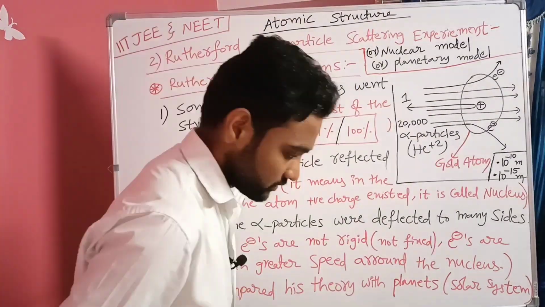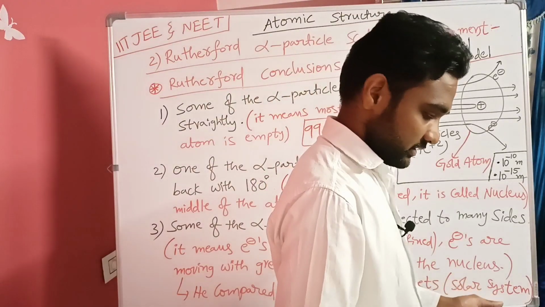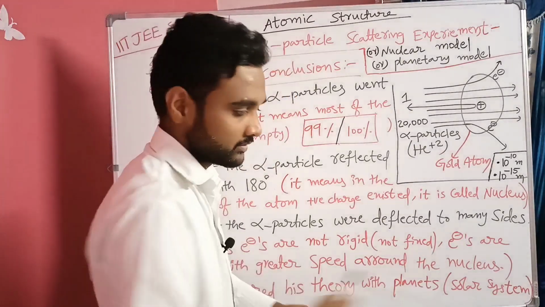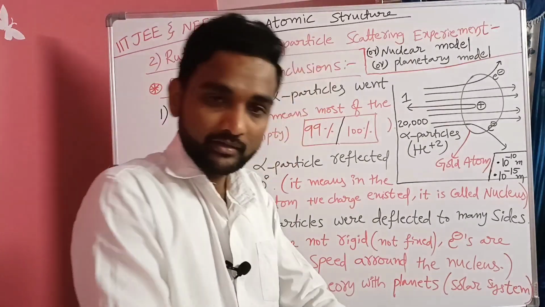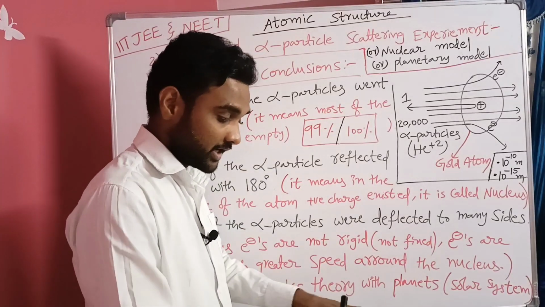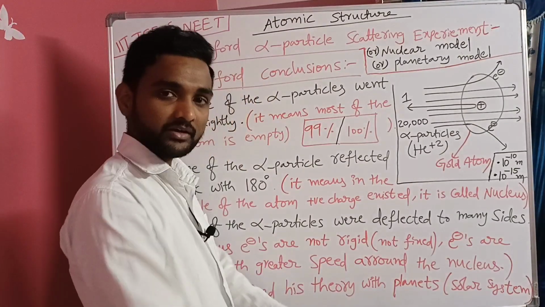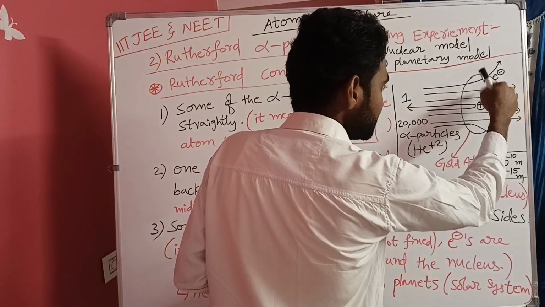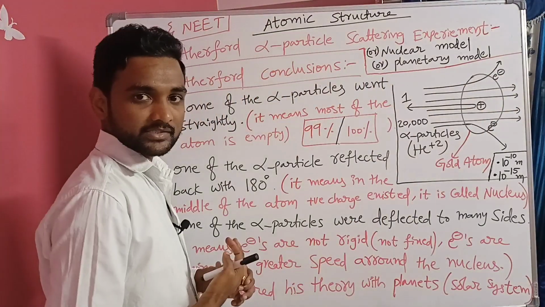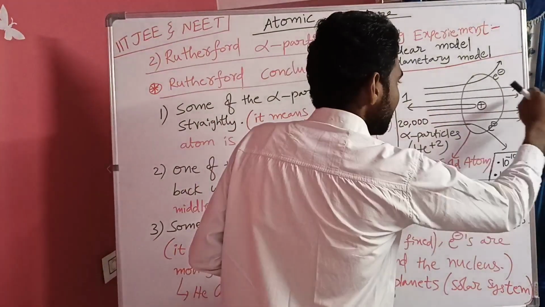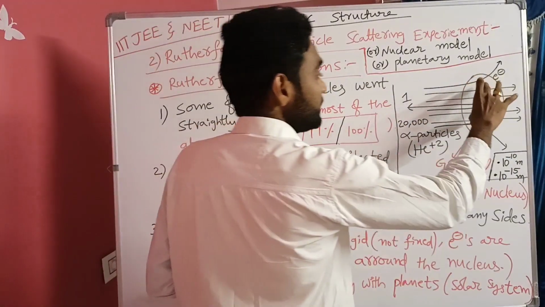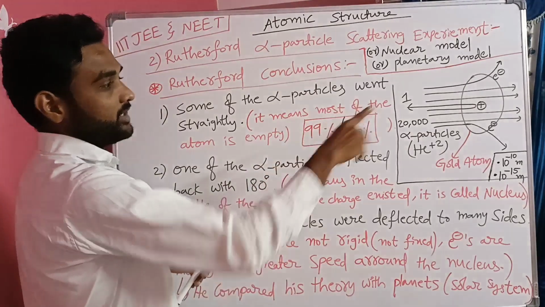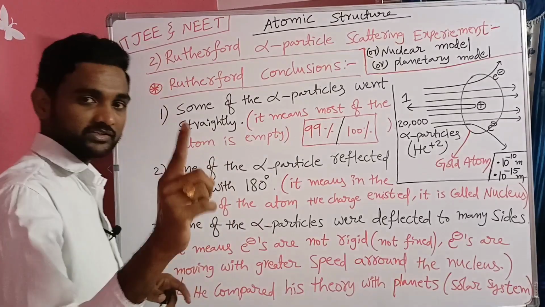Why empty? For example, I am going in this way, and here some object is there. Because of this object, I am unable to go further, so I will go to this side if possible. If this object were not there, then I would go straight. So here nothing is there in the middle, no object to stop the alpha particles. So many alpha particles went straight. It means most of the atom is empty. Out of 100%, 99% of the atom is empty. Remember this point. This is the first conclusion.